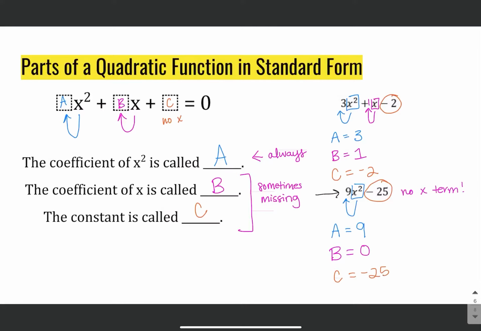So again, sometimes you're going to have a missing B. Sometimes you'll technically have a missing C, but you'll always have an A. So again, when you identify A, B, and C, make sure you're looking at the variables and seeing what's in front, or when it comes to C, no variable.